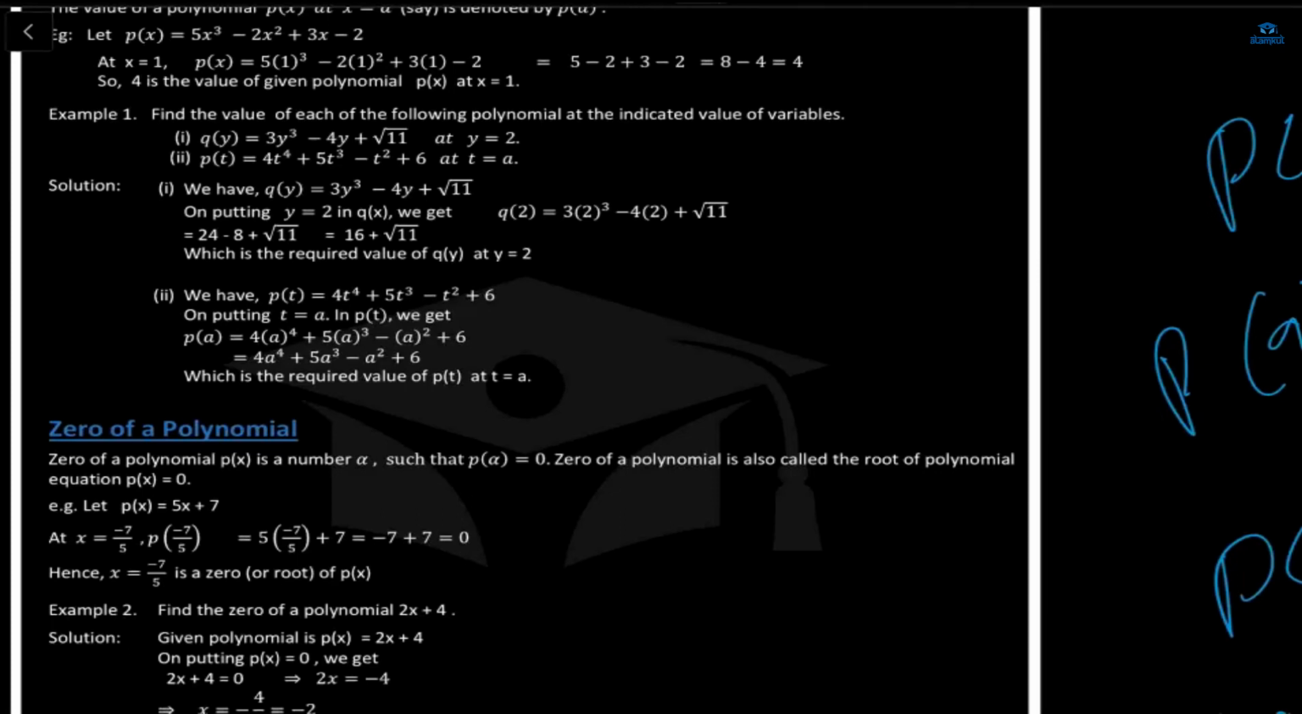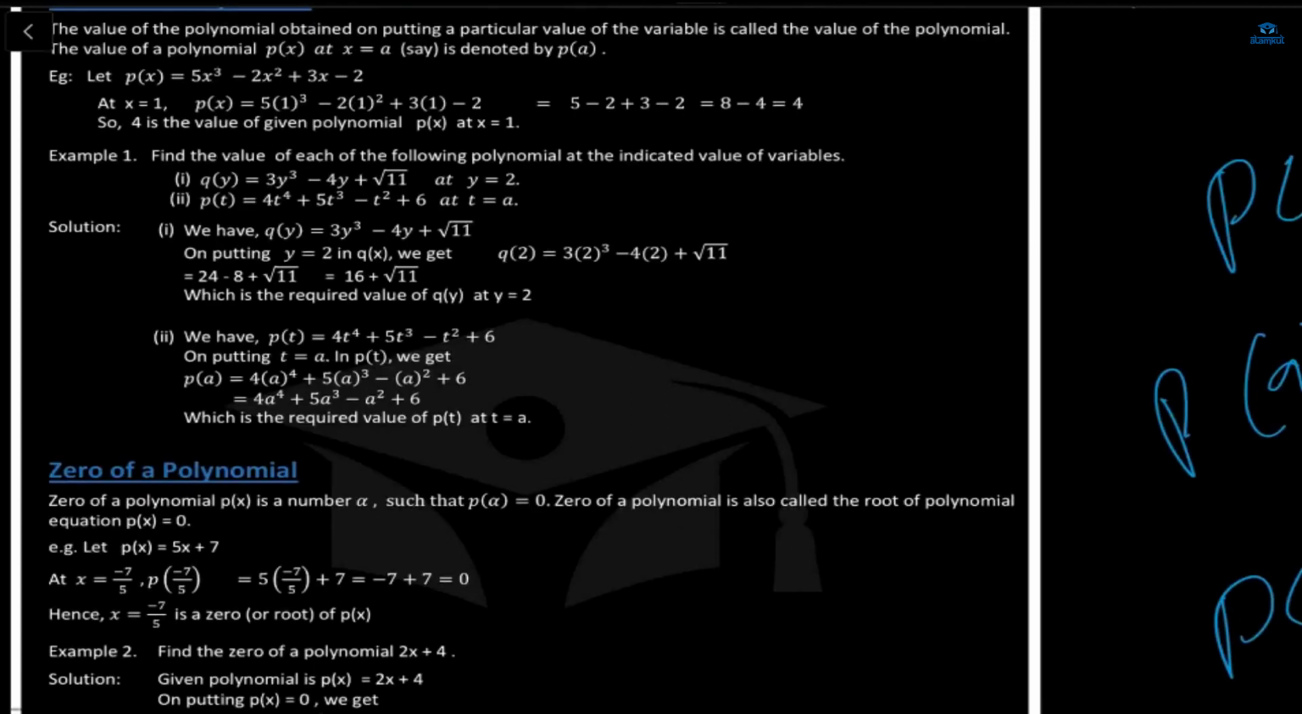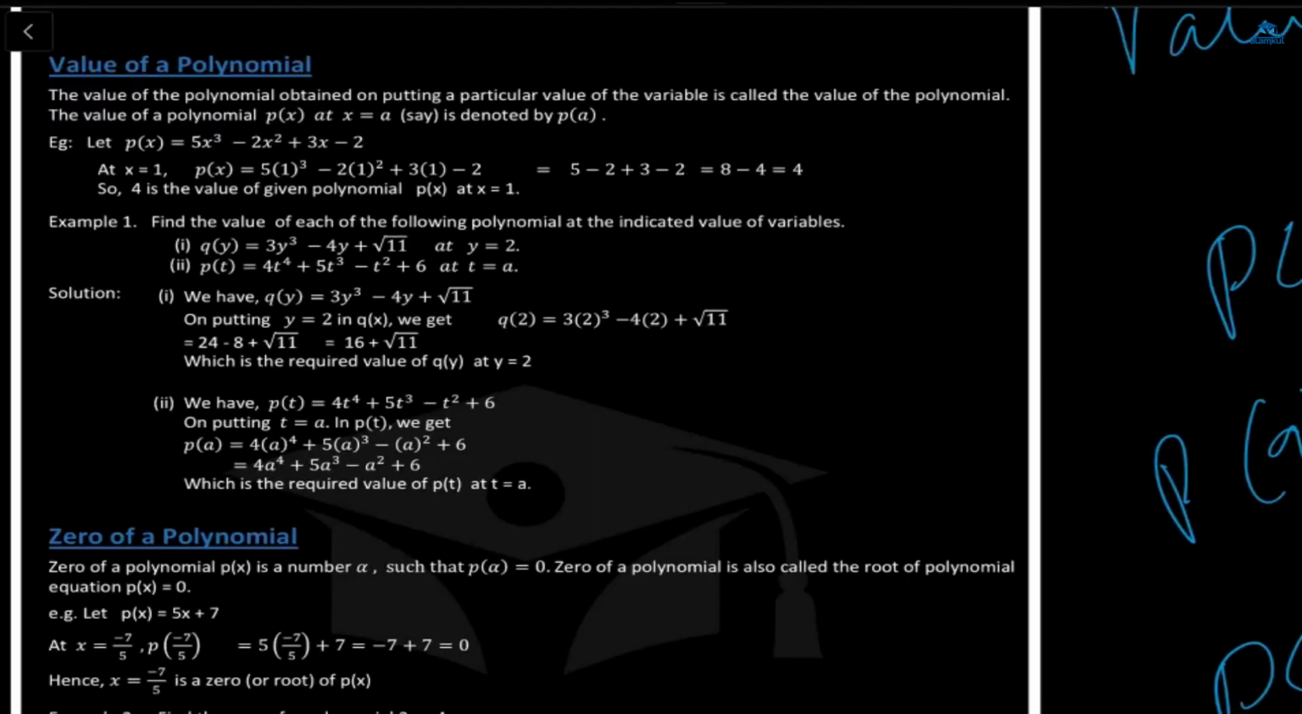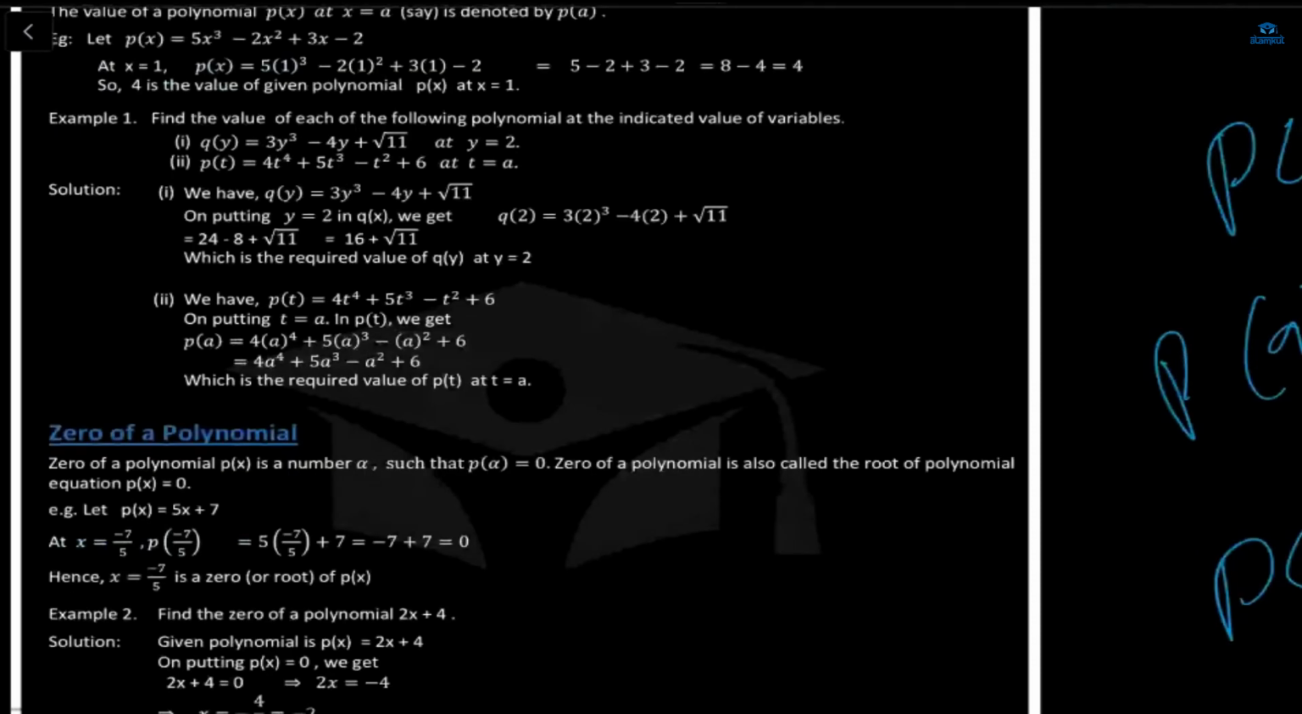Anybody, any doubt in this? Ma'am, how you're going to find out the value of a polynomial at a given point? You just need to put that value and find out the value. But generally the question is not going to come from this point. It is for the explanation. The main question is going to come from the zero of the polynomial.